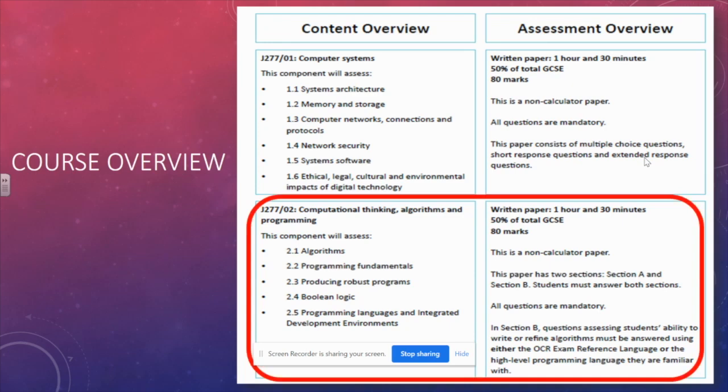The other half is component 2. This particular paper, again an hour-and-a-half paper worth 50% of the GCSE, is very much the programming element of the course. It assesses that particular element of the course, and as you can see there are various units that are covered, and within those units there are multiple topics which again I'll go through in just a moment.